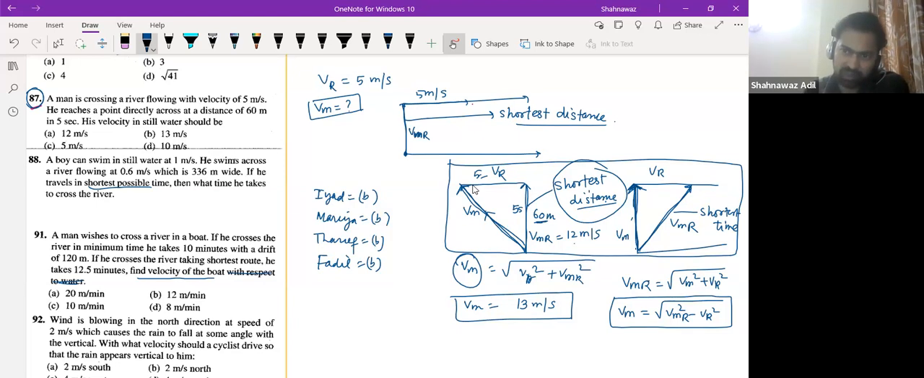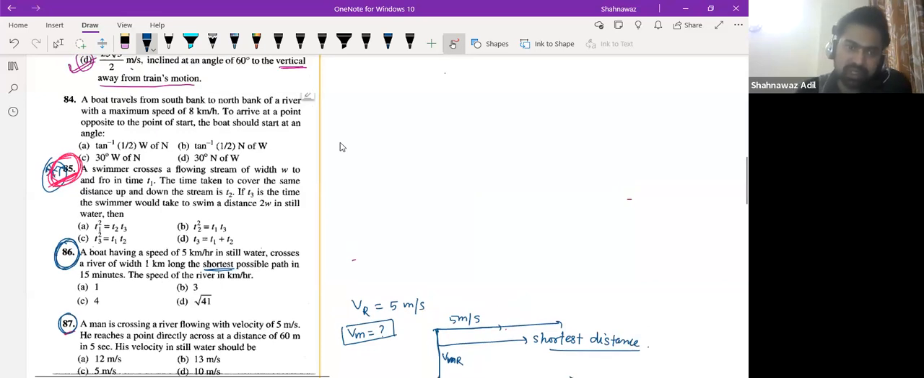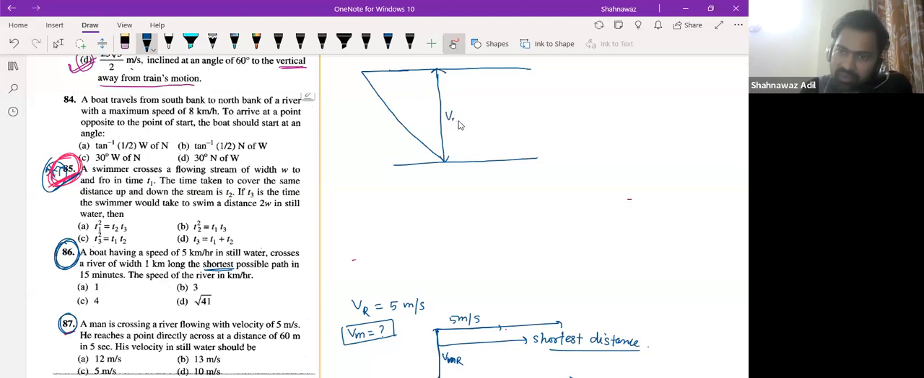Now we have talked about the river crossing problem, so we can look at this question, which is a little bit complicated. The 85th one: a swimmer crosses a flowing stream of width W to and fro in time T1. So he is moving to and fro, which means he is taking the shortest distance. So this is Vm, and then this is VMR.